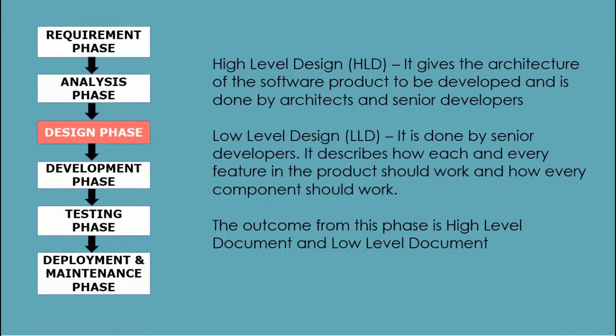Design phase. This phase has two steps. HLD, High Level Design. It gives the architecture of the software product to be developed and is done by architects or senior developers. LLD, Low Level Design. It is done by senior developers. It describes how each and every feature in the product should work and how every component should work. Here only the design will be there and not the code. The outcome from this phase is the high level document and low level document, which work as an input to the next phase.